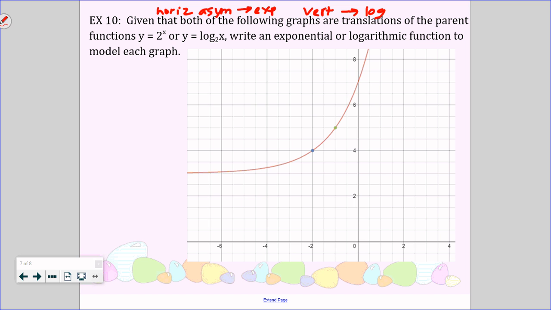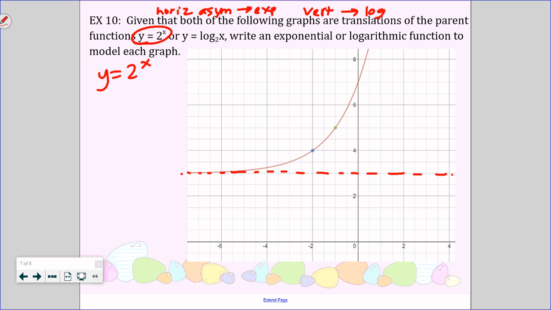So we saw that when we were graphing logs, that it was a vertical asymptote. So when I look at this graph, it appears to have a horizontal asymptote right here, which tells me that it is an exponential function. So y equals 2 to the x.